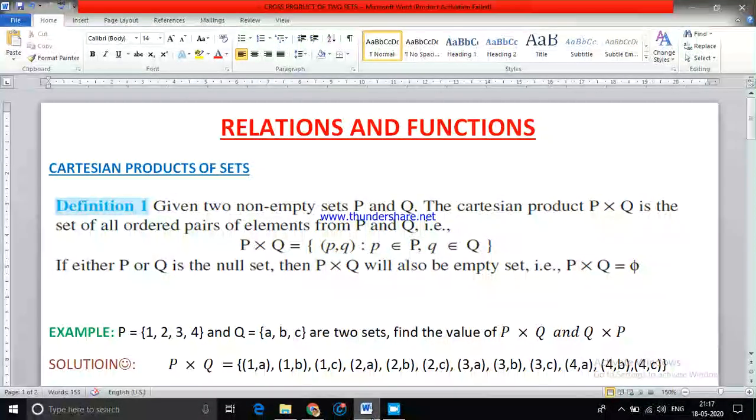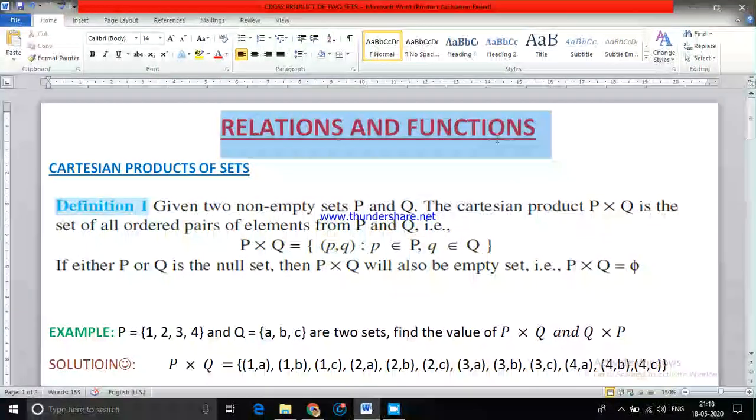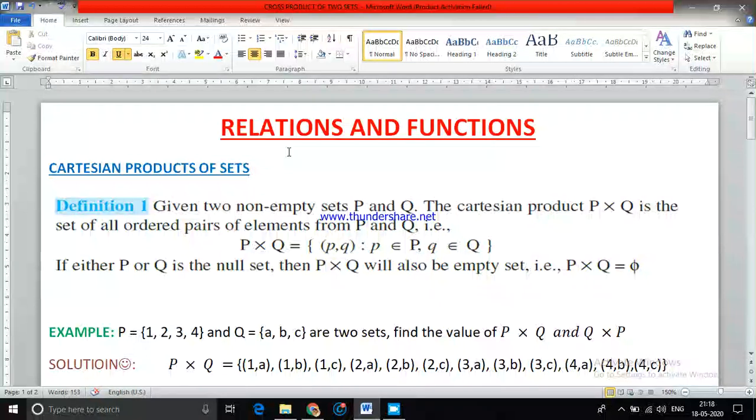Hope everyone is fine. Now we start the next chapter, that is Relations and Functions. This is chapter number 2 of NCERT. Before we discuss the definitions of relations and functions, we need some more background. So let me start with the Cartesian product of sets.